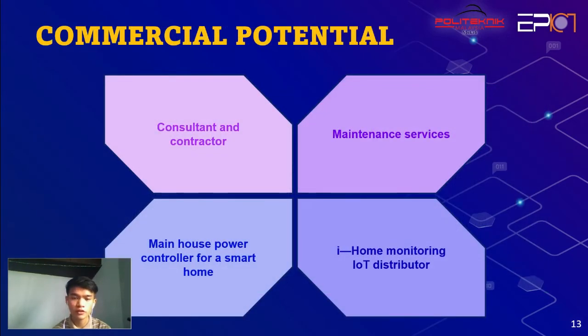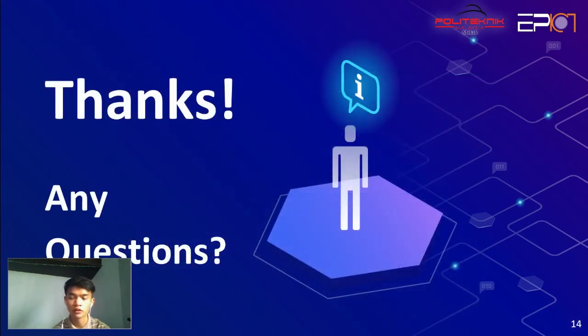For the commercial potential, we can be a consultant and a contractor for our IoT device. We can do maintenance services, main house power controller for a smart home, and be a home monitoring IoT distributor. Thank you for listening. This is all from our demonstration, and I will let the next demonstration part to my partner Chen Jun Long.